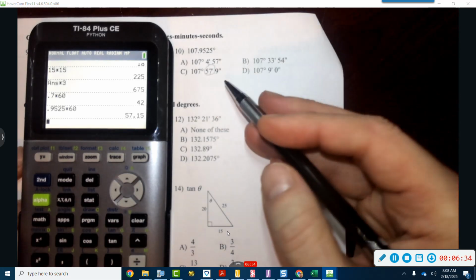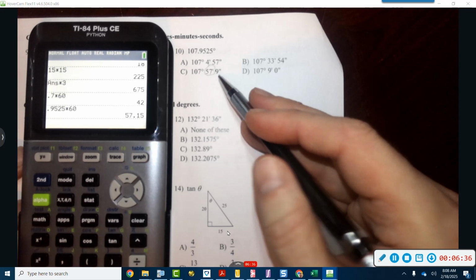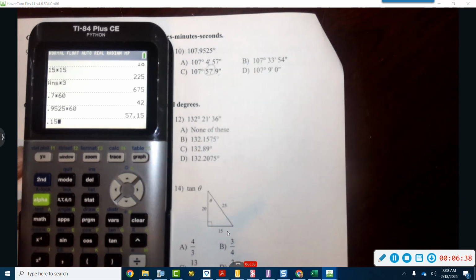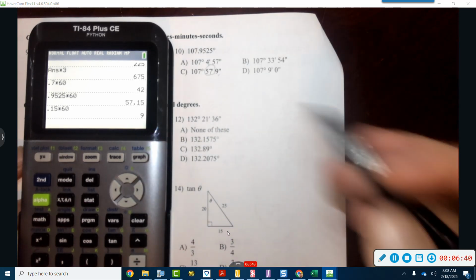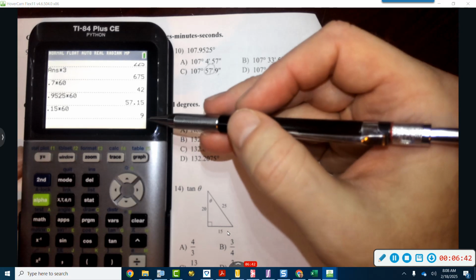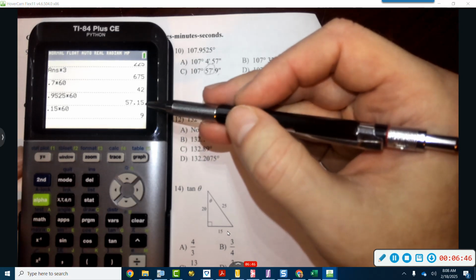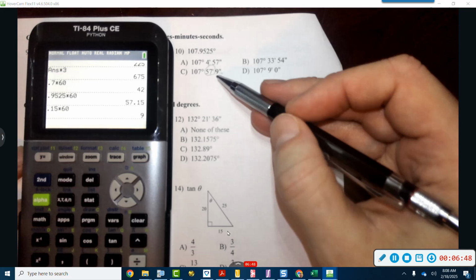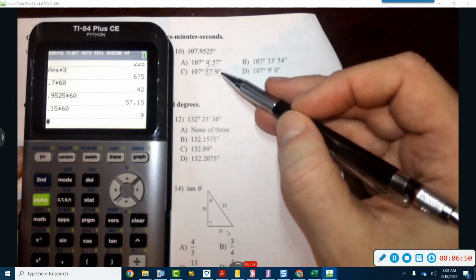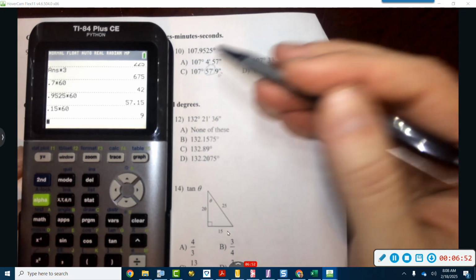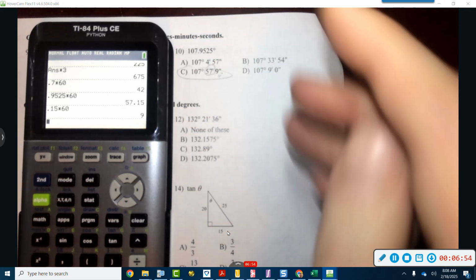But I will tell you on the quiz it'll be a little harder. Let's see where this 9 comes from. We take the 0.15 and multiply that by 60, and that's where the 9 seconds comes from. So we take the remainder of that decimal and multiply it by 60 to figure out what portion of 60 seconds that 0.15 is. There we go.